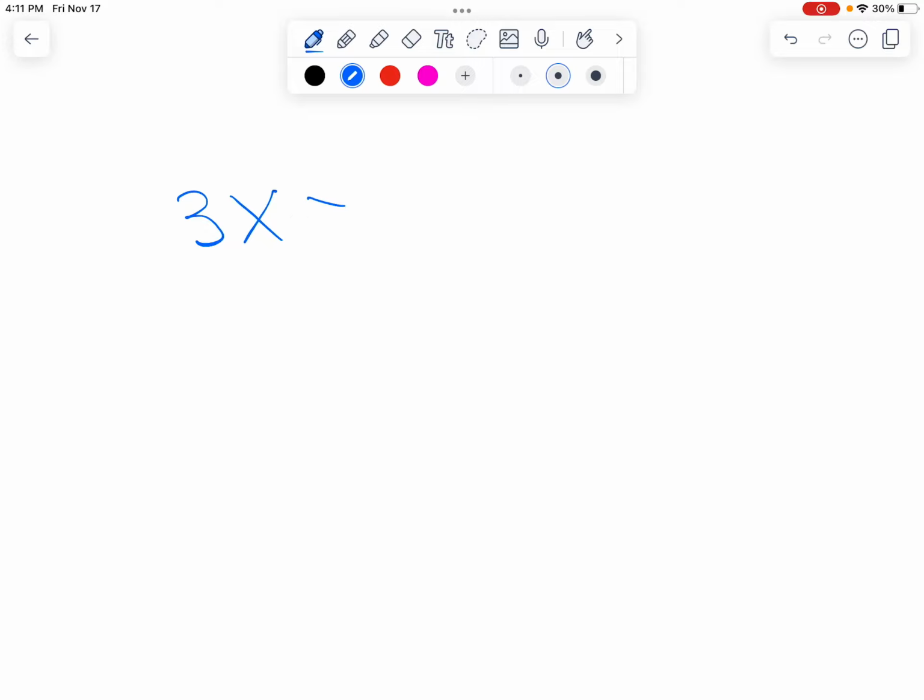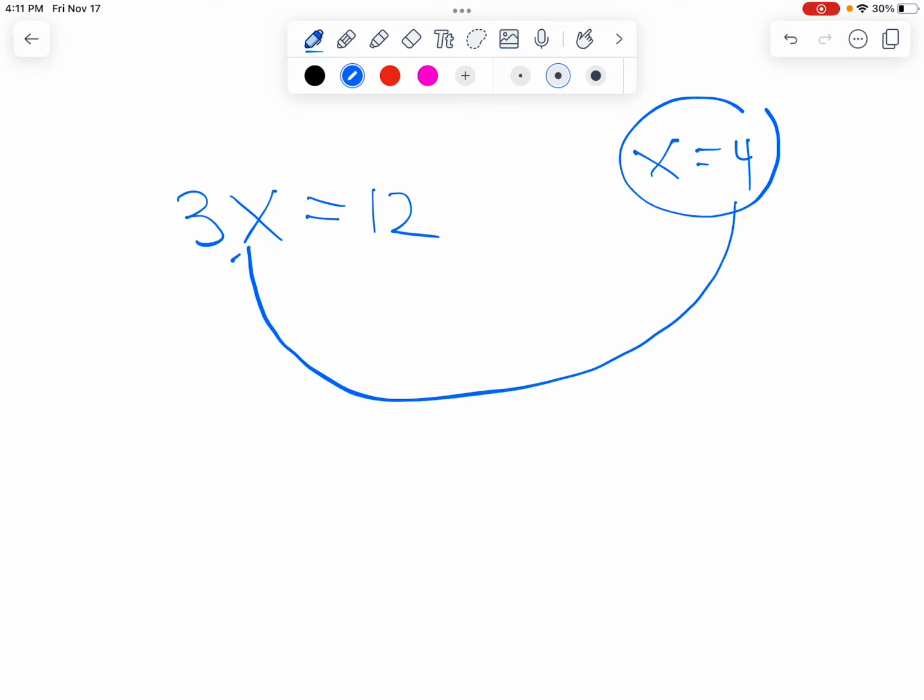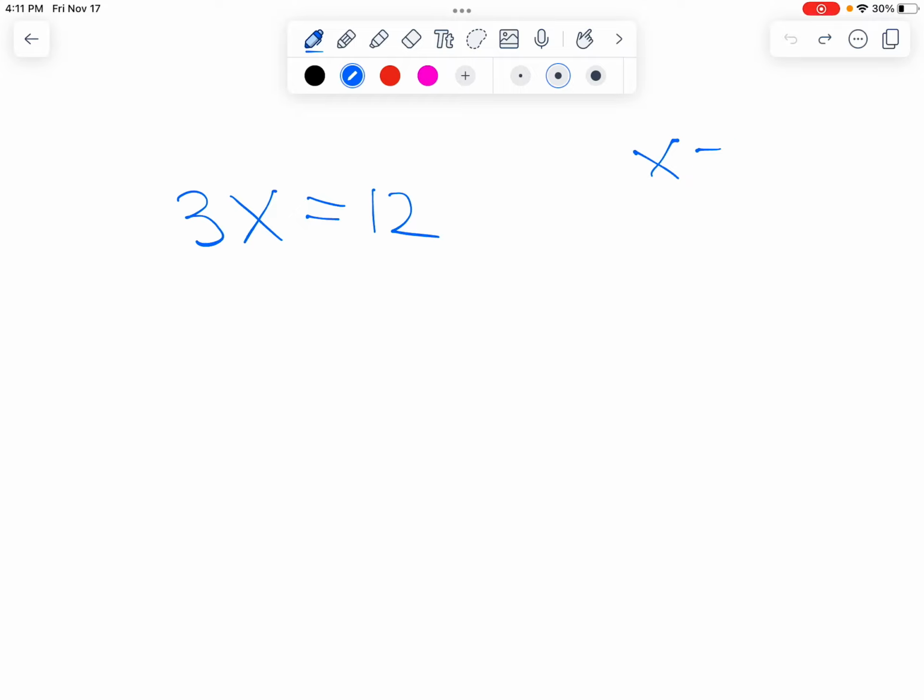If we have 3x equals 12 and we want to solve for x, then we have to divide both sides by 3. And then those cancel out and it gives us our solution, which is x equals 4. And we can plug that in and check our answer. Our original equation was 3x equals 12. Our solution was x equals 4. If we plug the 4 in there, then 3 times 4 equals 12. So that works out pretty easily, right?